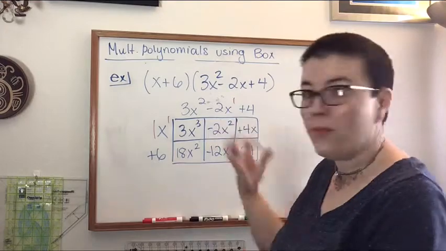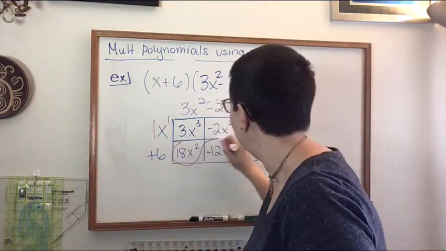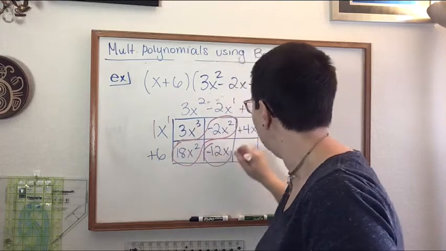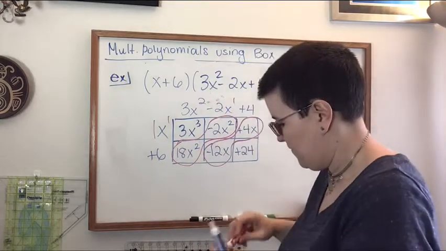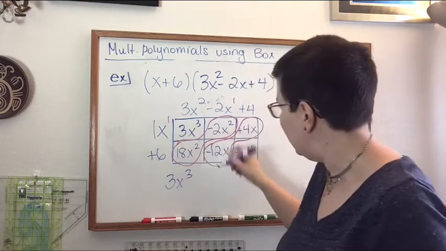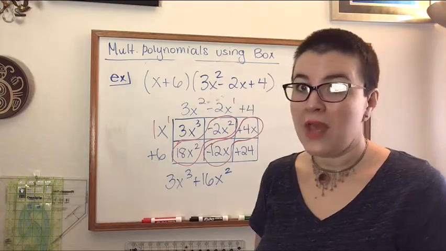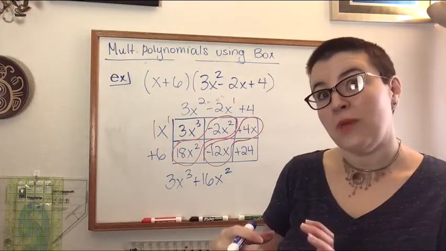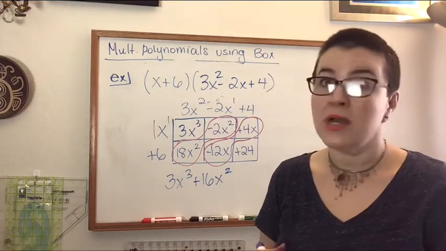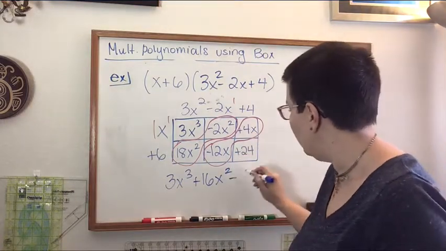Now, when I pull my pieces out, I'm going to combine my like terms. All right, so I have 3x to the third. 18 minus 2 is 16. The power doesn't change, okay? Be careful. Into the box, you get more power because you're multiplying. Out of the box, you just pull out your like terms. -12 plus 4 is -8x.